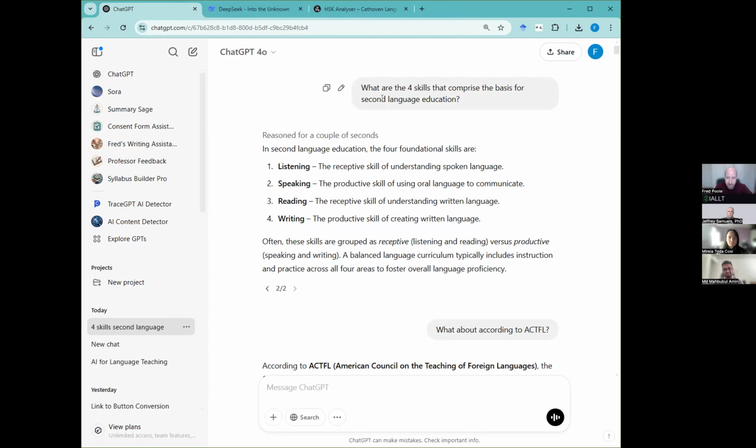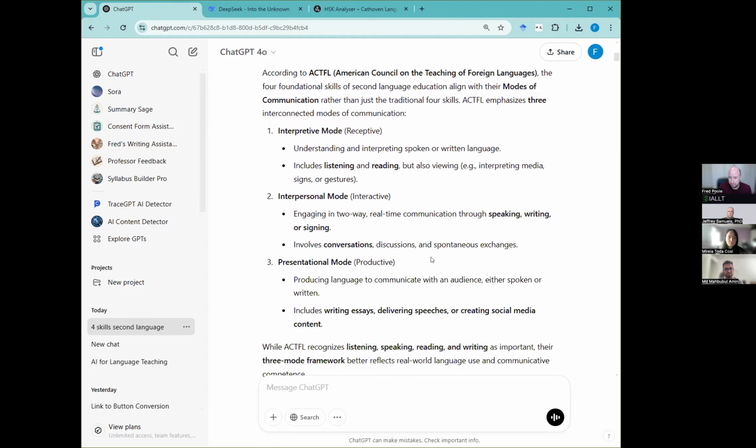So the first question that we were asking is, what are the four skills that comprise the basis of second language education? One of the reasons that we do this is to sort of prime the model to let them know what it is that we're working in. I did this across both of them. Both of them gave me a similar answer of listening, speaking, reading, writing with a simple definition of it. And then I followed this up with, what about according to ACTFL? And likewise, both gave us pretty good responses in terms of interpretive mode, interpersonal mode, presentational mode, with, I think, pretty good descriptions of what they are.